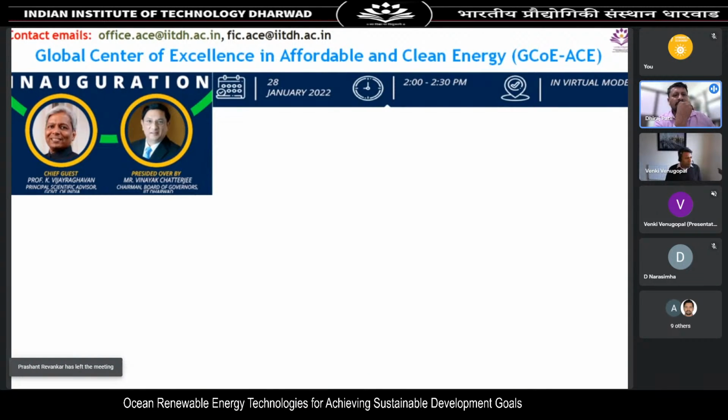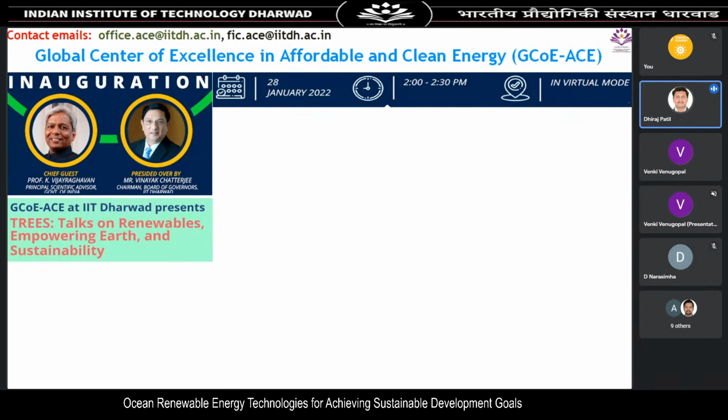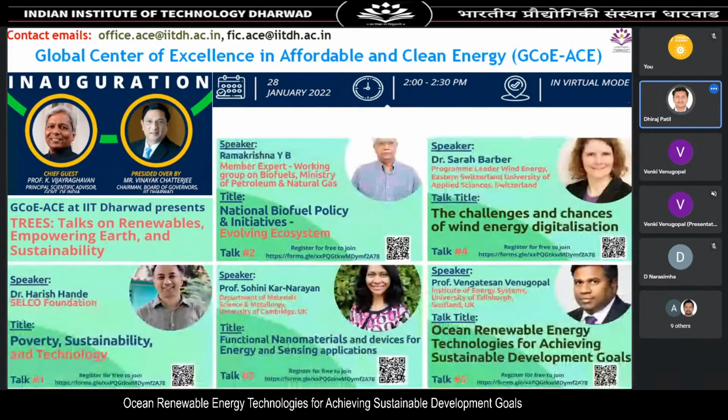The center was inaugurated on 28th of January 2022 by the Principal Scientific Advisor, Government of India. The program was presided over by our Chairman, Board of Governors, IIT Dharwad. And we started this TREES talk series, which is basically talks on renewables, empowering Earth and sustainability. We have had a total of 4 talks so far, and this is the 5th talk. The 5th talk is by Professor Venugopal from the University of Edinburgh.